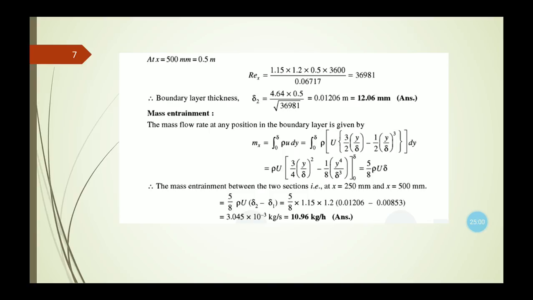So this is the procedure to calculate the boundary layer thickness when the equation of the velocity distribution is given in the numerical, and the calculation of the mass entrainment for that case.